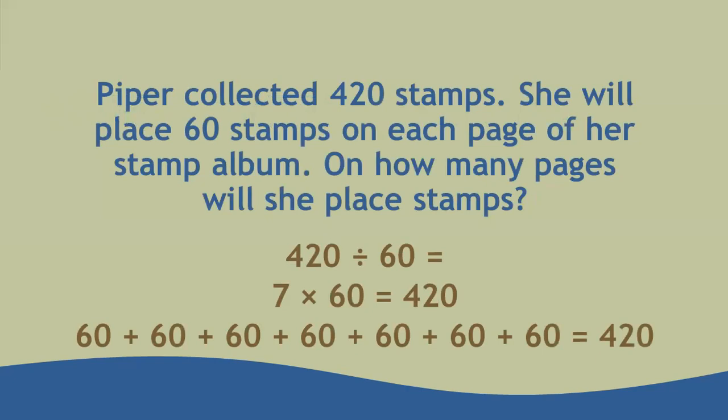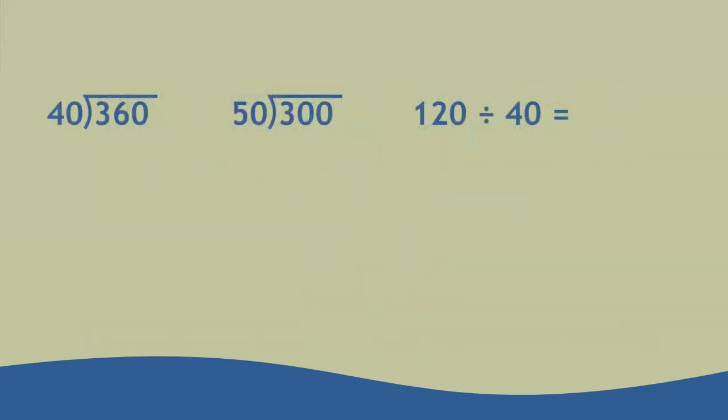And that also helps you to answer that. All right, next page, we have 3 different divisibility problems. And you have the number 360 divided by 40, 300 divided by 50, and 120 divided by 40.